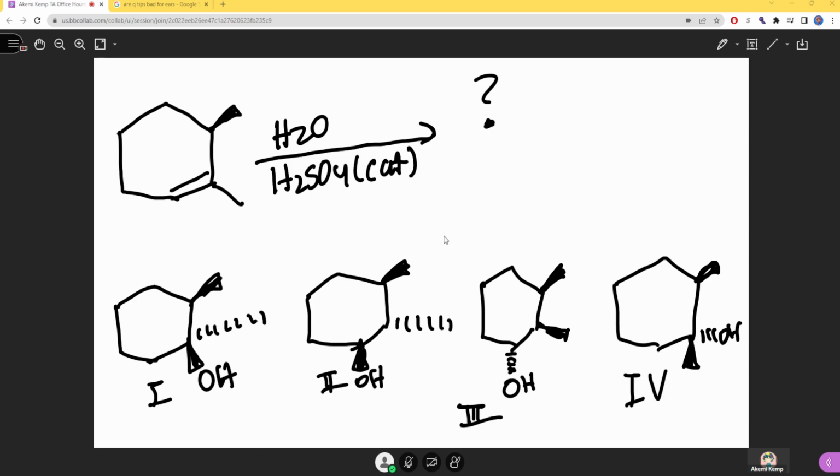So first, before we even get to the products, let's understand how this reaction is going to work. We're working with water and H2SO4. So there are a few things we need to think about. Will there be carbocation formation with this reagent? Yes, there's definitely carbocation that's formed.